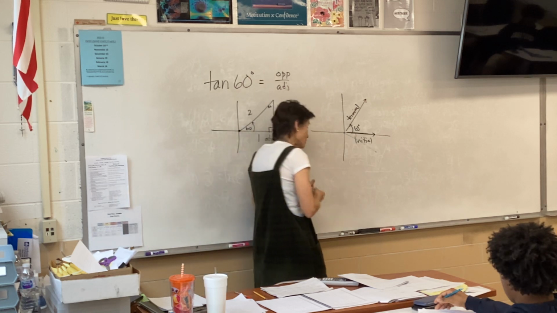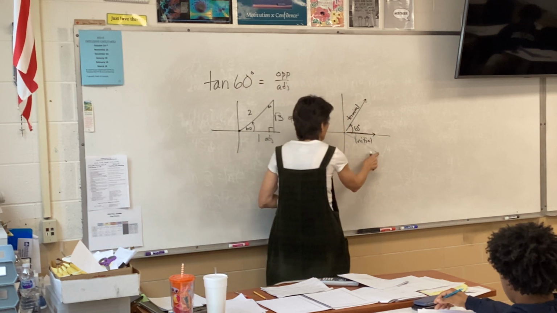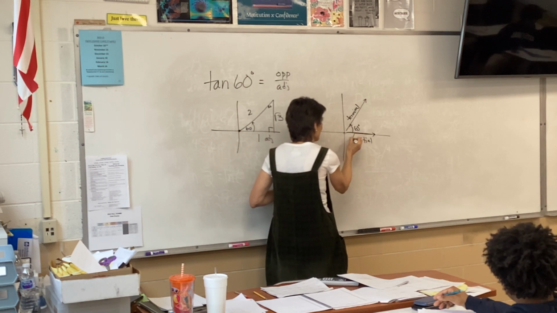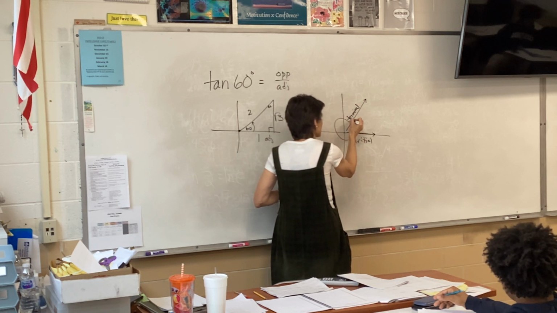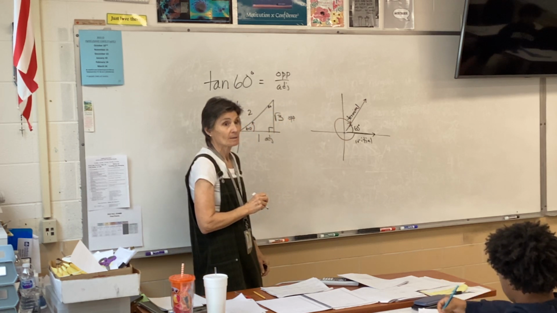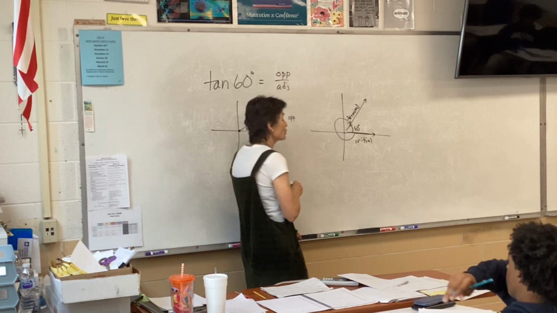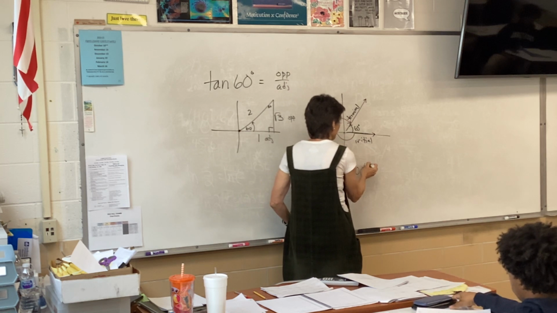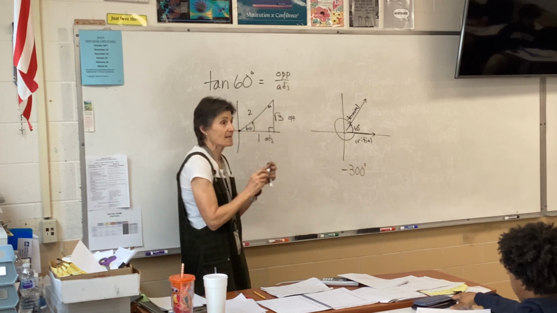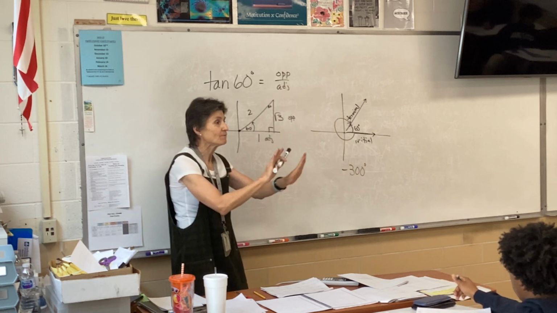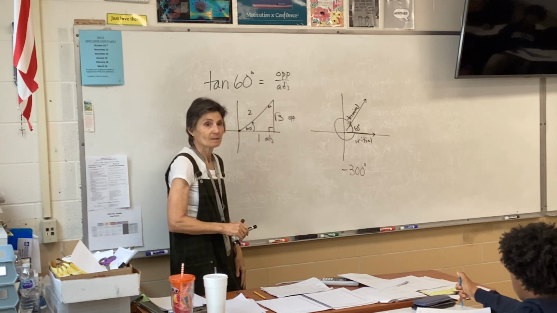Negative 300, Lewis says. Think about that for a second. Wouldn't negative 300 stop at the same place that 60 stops? Yeah. So a coterminal angle for 60, one possibility is negative 300 degrees. That is absolutely coterminal. Can you think of another one? There are infinitely many. Negative 660.